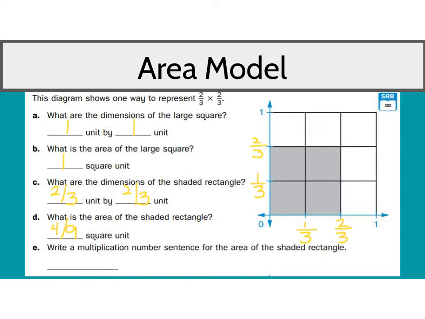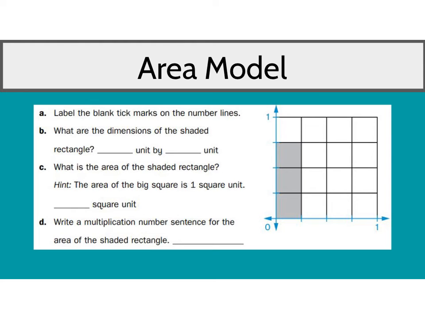The next question asks us to write a multiplication number sentence for the area of that shaded rectangle. So we would then write 2/3 times 2/3 equals 4/9. So let's take a look at another example.